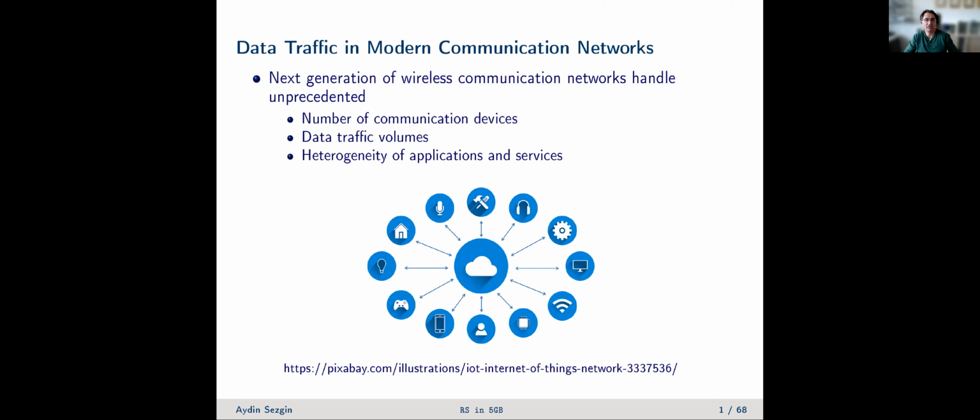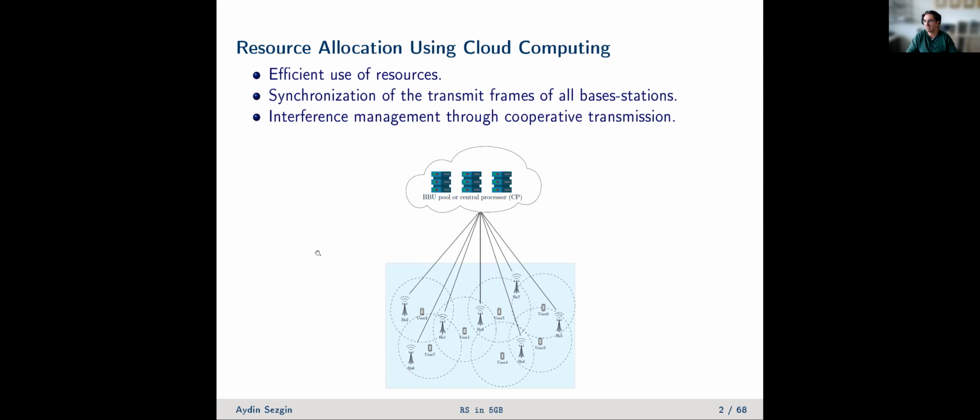Okay, let's get started. So what do we expect from a modern communication network? We know that we have to deal with quite some traffic: first of all, the number of devices which would like to communicate, but also the pure volume of this traffic. And we are expecting some heterogeneity in terms of application services, right? One approach to deal with this problem of allocating resources is to use cloud computing, and the advantage here is that you can utilize your resources very efficiently. The base stations are all synchronized, and since you have this option, you can do cooperative transmission and, due to this, enable interference management.